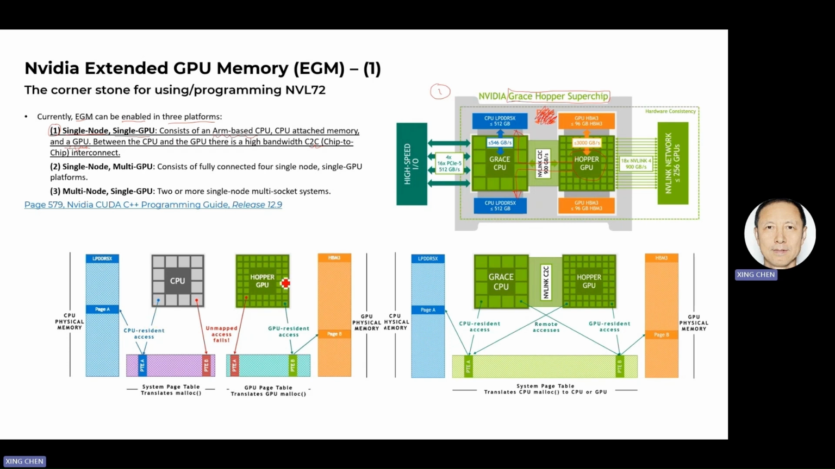Okay, we need to understand a little bit more than the text. Here is that if you look at this CPU and the Hopper, at the very beginning of GPU computing, the GPU was connected to the CPU by a PCIe link.